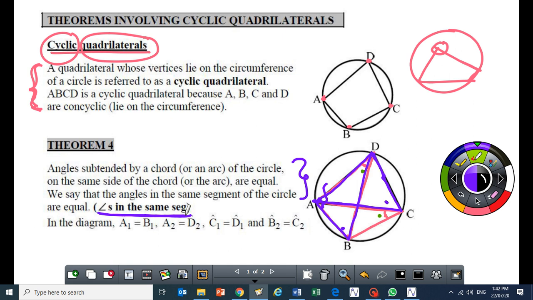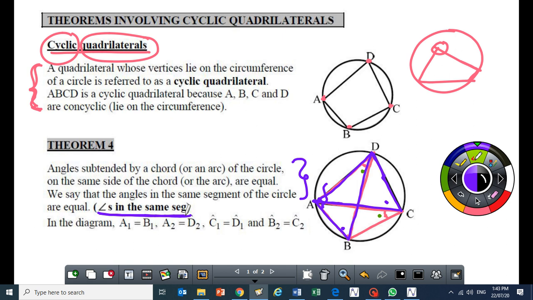That's theorem 4. Okay? Now, theorem 4 also has a converse. Okay, remember what a converse is? It is a reverse statement of another. So it is the reverse of this theorem. This theorem says angles in the same segment are equal. Angles subtended by the same chord on the same side of the chord or arc are equal.